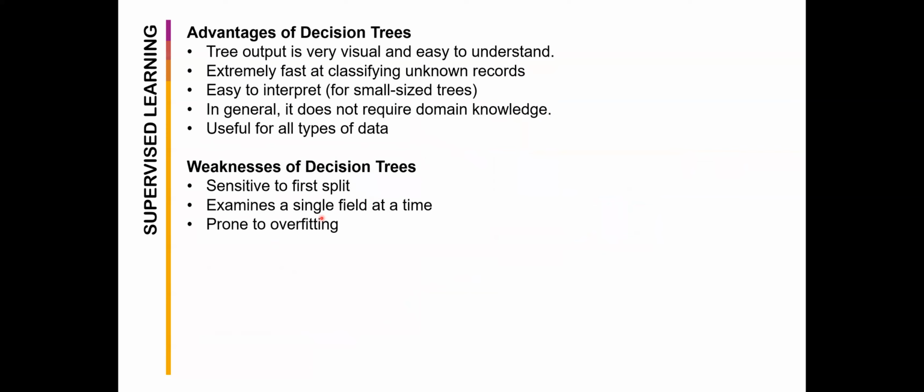It examines a single field at a time, so it goes through each data column one by one, and it's also prone to overfitting. Because it's very reliant on the training set, there's a tendency that other new data points or new scenarios will not fit into that decision tree.